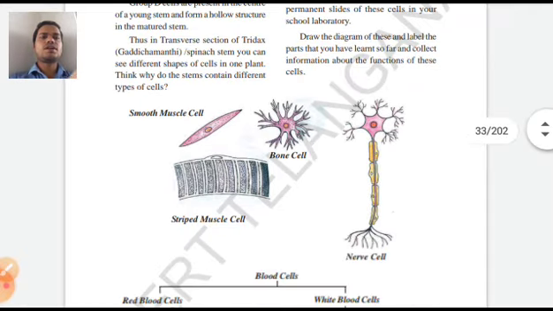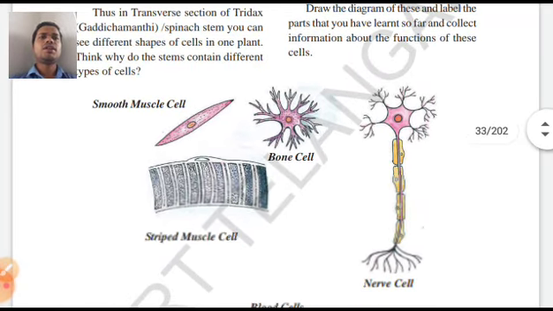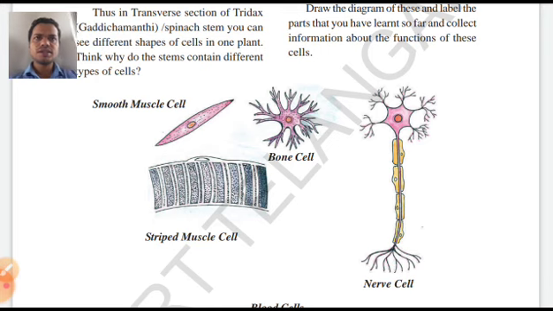Now if you see all the cells, what did you find? Are all the cells similar? No. These cells are not all similar. Why are they not similar? Because they have to do special work.